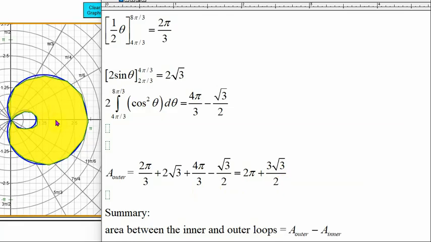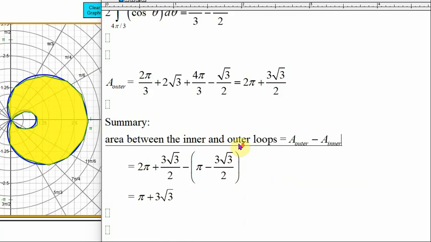And so the shaded region here will be the area of the region inside the outer loop, minus the area of the region inside the inner loop. So this is the area of the region inside the outer loop, and this is the area of the region inside the inner loop. And then we'll simplify, and we'll get pi plus 3 times the square root of 3. And that's the area of the shaded region here.